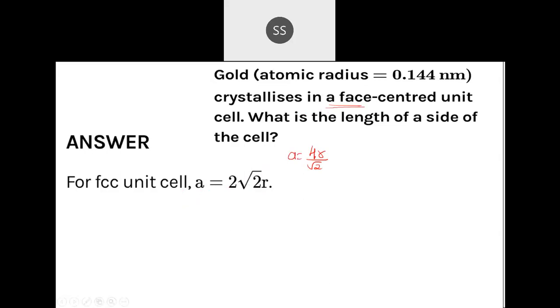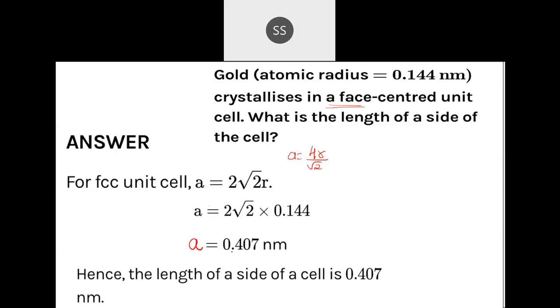Now it is direct substitution, students. There is nothing else. Here you can substitute and write A is equal to 2 root 2 into the R value, 0.144. Now multiply this whole thing. Yes, the answer is 0.407. Correct, students, very good. Write the unit correctly, it's nanometer. So the A value is this much, which is the length of the side of the unit cell.